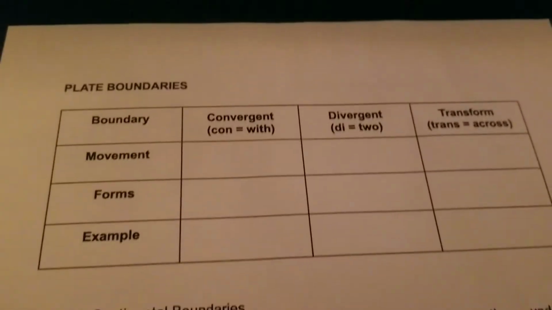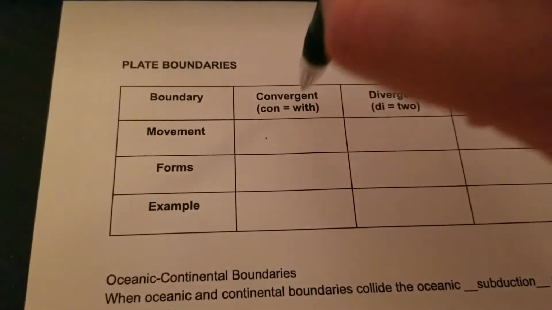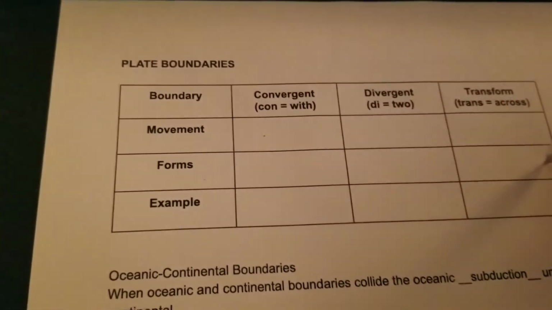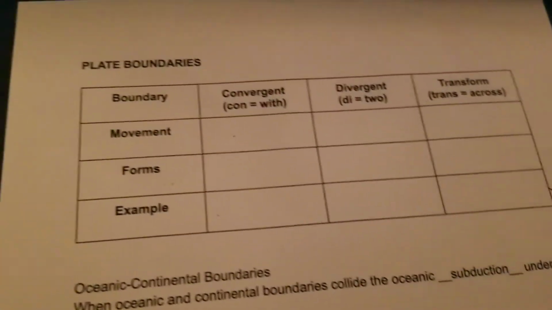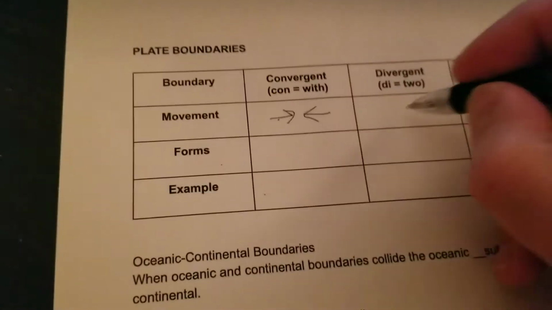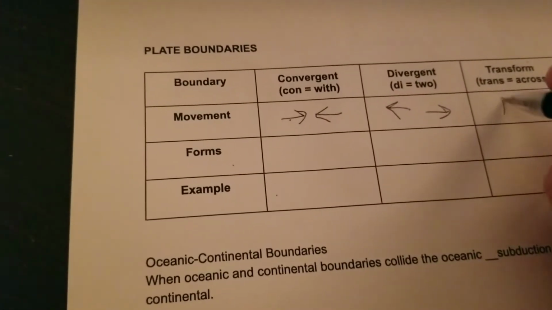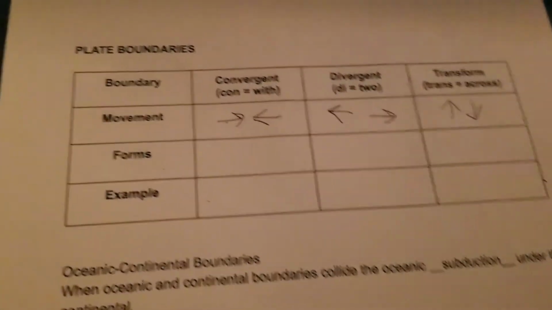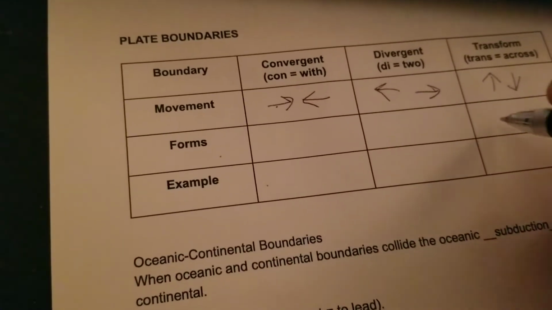This thing confused so many people. Movement. How do they move? The convergent, divergent, and transform boundaries. Forms. What landforms do they possibly make? Example of the landform. You know how they move. Convergent, toward; divergent, apart; transform, across. Easy, easy, right? These form earthquakes.